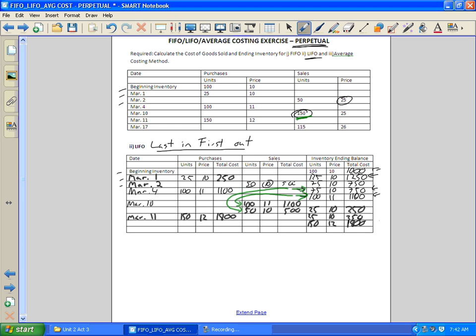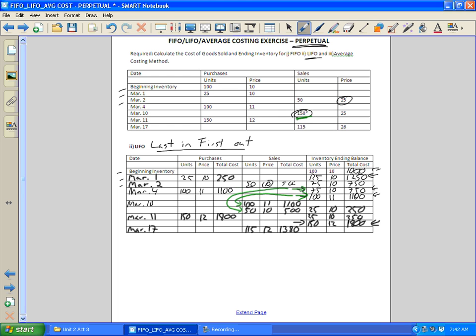Okay, realizing that this is the last purchase, the 150 units at $12. So if we make another sale, which we're about to on March the 17th, that is the inventory that has to be affected. That is the inventory that gets taken out first, at least in a representative sense, and last in, first out. So we have 115 units. They're all going to come from the $12 units purchase that we had just previously. And that gives us a cost of goods sold on this sale of $1,380.